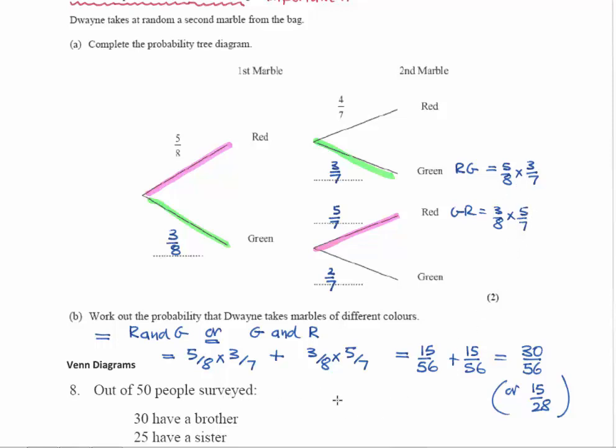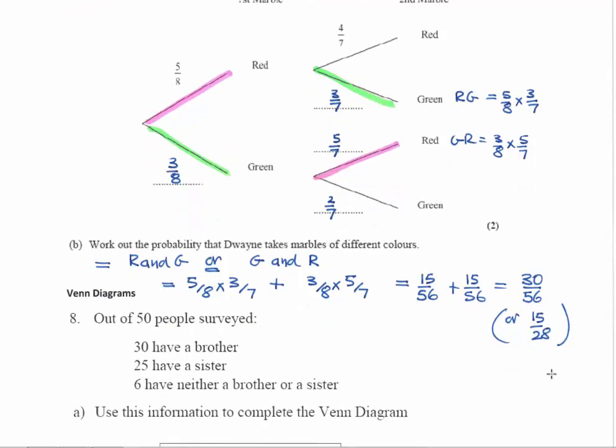Okay, and because you could have it in both different ways, you could get red-green or green-red, you add these answers together. So this is the probability of red and green, and this is the probability of green and red, and now you add them together. And remember, you never add the denominators. So 15 add 15 is 30 out of 56, which I've cancelled down just in case you've done it as well. Okay, but I'm sure that answer is fine.